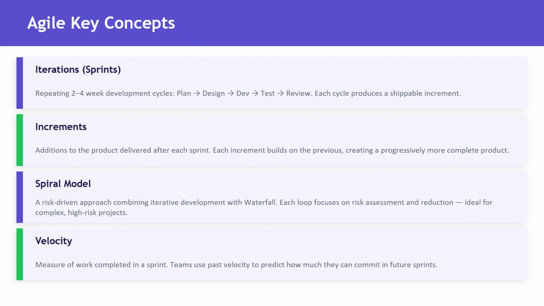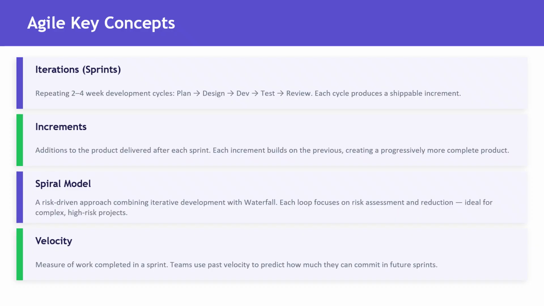Second, increments. Increments are the output of each sprint. Each sprint adds a small working part to the product, so the product grows step by step instead of building everything at once. Third is velocity. Velocity measures how much work a team completes in one sprint. It is usually measured using story points. For example, if a team completes 30 points in one sprint, they can plan future sprints based on that. So velocity helps in better planning and predictions.